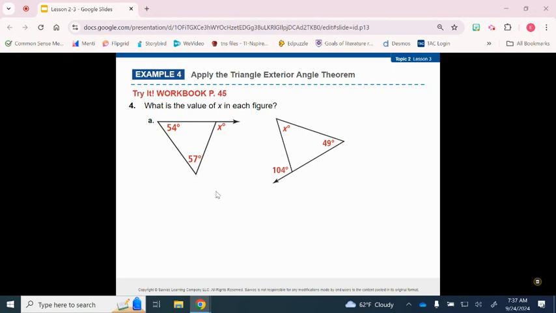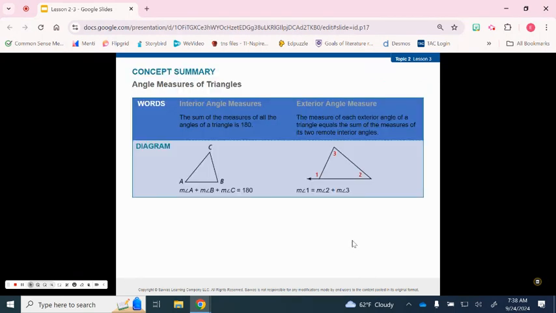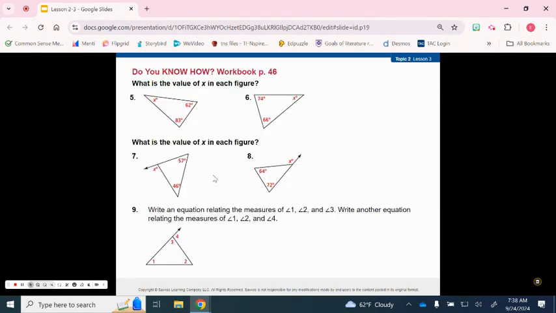All right, where we at for the first one? 111. Good job. Second one. 55. Questions on these two? All right. We have those in a foldable. Go to page 46. I want you to perform 5, 6, 7, 8, and 9.